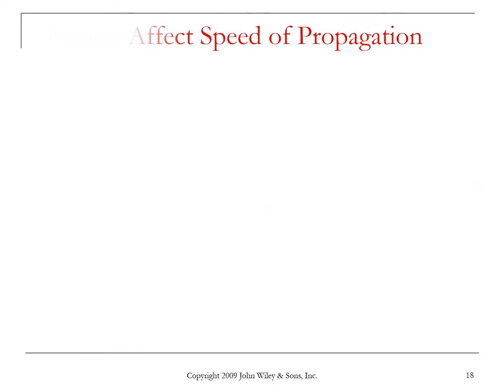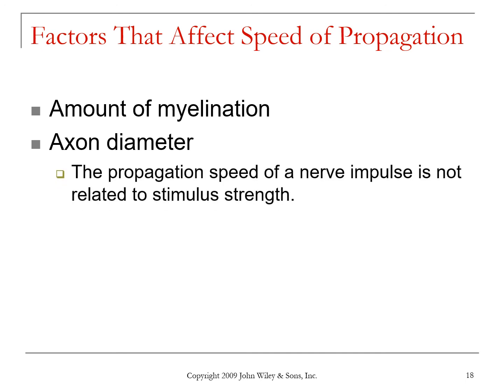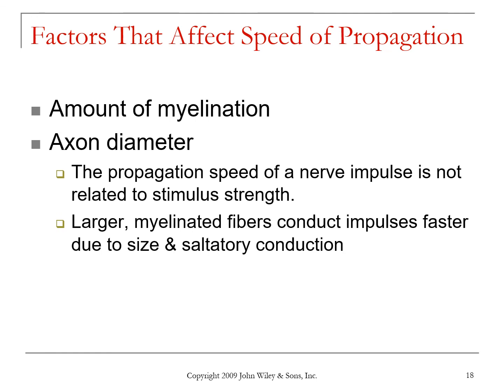So it takes much less time for the signal to reach the axon terminals, and the signal travels or propagates much faster. There are several factors that affect the speed at which a signal will travel along or propagate or be conducted along an axon. We have looked at the amount of myelination, also axon diameter. Wider axons tend to propagate signals much faster than thinner axons. So the propagation speed of the impulse is not related to the stimulus strength, but to these other factors, where larger and myelinated fibers conduct impulses faster than unmyelinated, thinner axons. Remember that myelination allows for saltatory conduction.